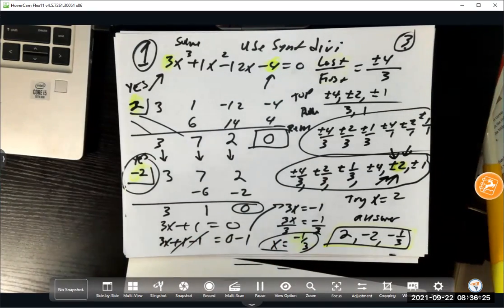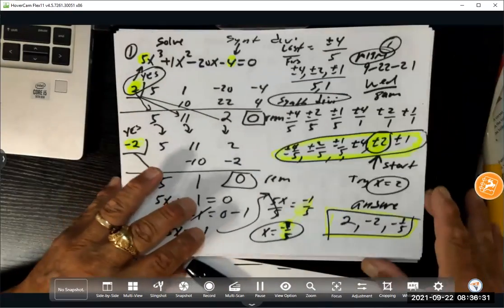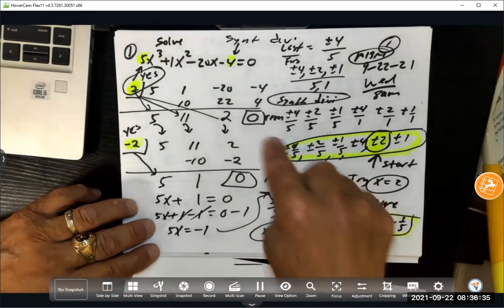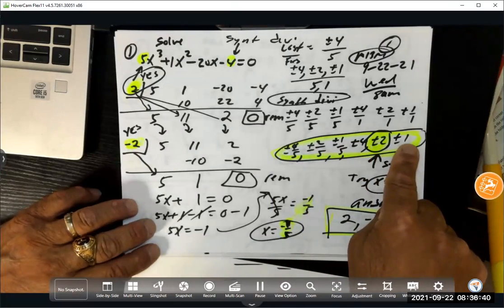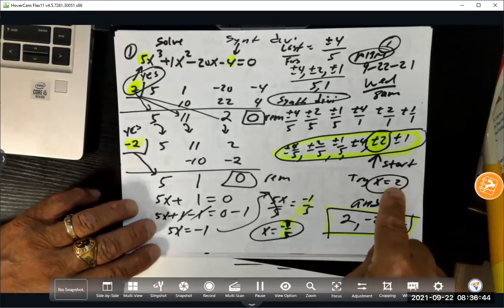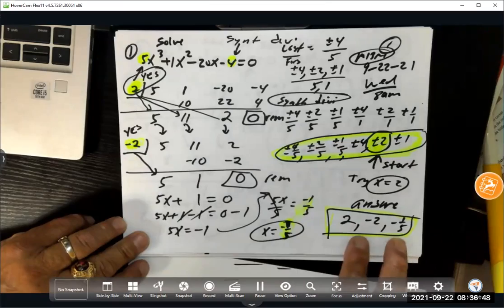But yeah, let me go through the other ones again. Hang on a second. All right, let me go back to page 1 so you can see it again. Remember how we did this one? The last over the first. We did all the numbers and we had all these possible numbers. I told you, don't forget about the 1, just do the 2 and the -2. So I tried the 2 and put it in there. It worked. Then I tried the -2. It worked. We got the third answer right here.